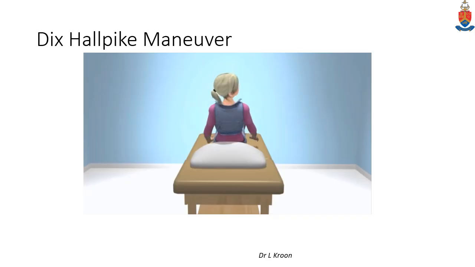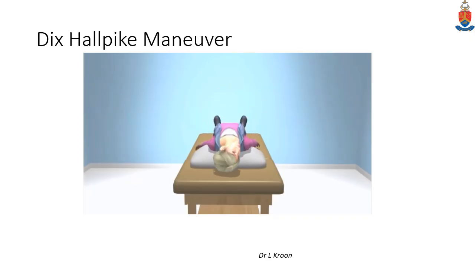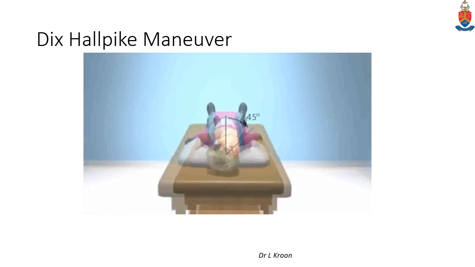So this patient is going to be placed right backwards. The ear that is going down will tell you the affected posterior canal in BPPV. So we are looking for a right posterior canal BPPV in this case.